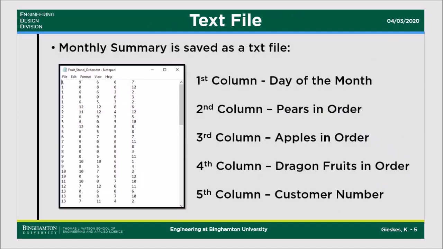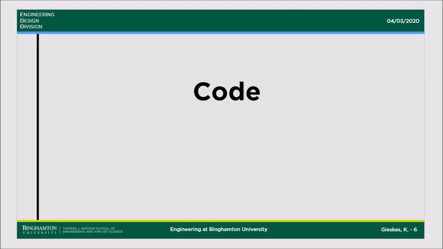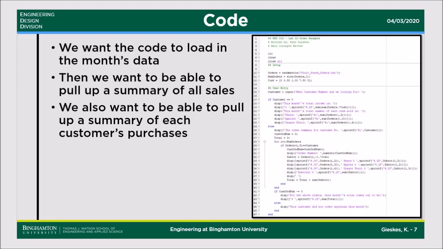What this stand does is at the end of every month, it creates a text file with a summary of all of the orders. In this, it's got 5 columns. The first one is the day of the month. The second one is the number of pears in the order. Third is apples. Fourth is dragon fruits. And the fifth is a customer number that's been assigned for each customer so that you can track individually how much they bought.